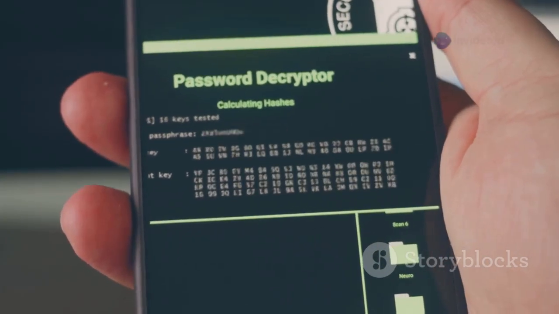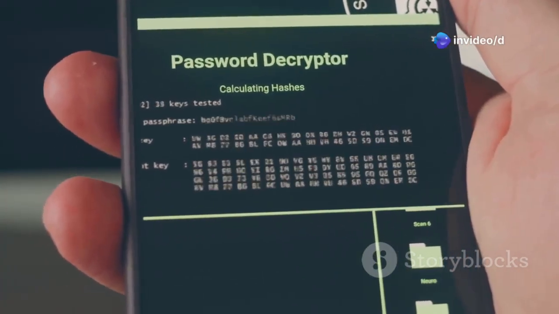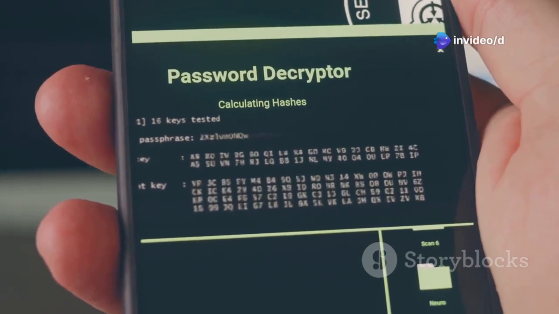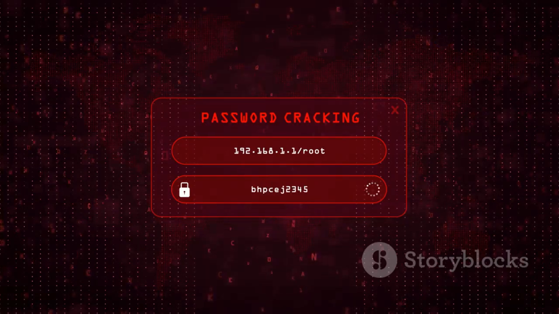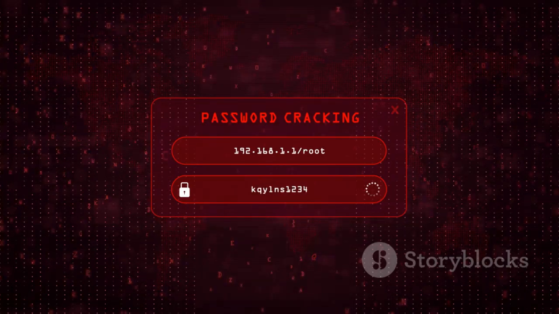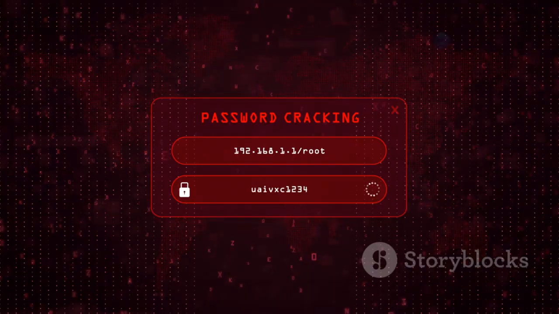Tools like Hydra and John the Ripper automate these attacks, allowing hackers to test thousands, even millions of username and password combinations in a matter of minutes. These tools are widely available and easy to use, making them a favorite among both amateur and professional attackers.